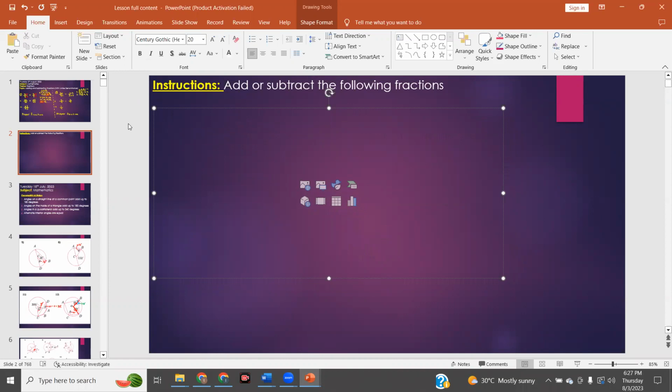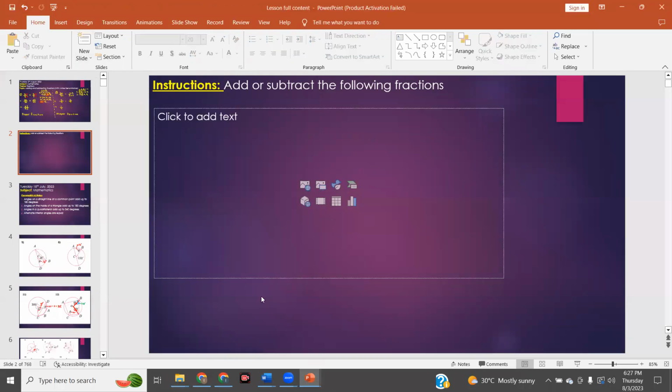All right, so add instructions: add or subtract the following fractions.